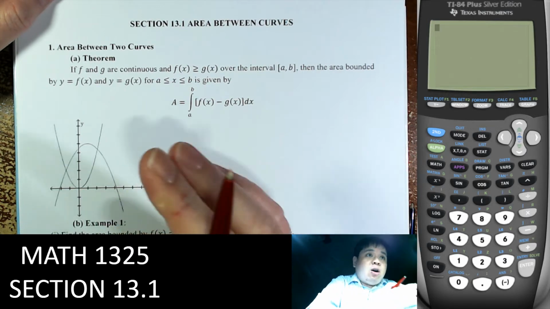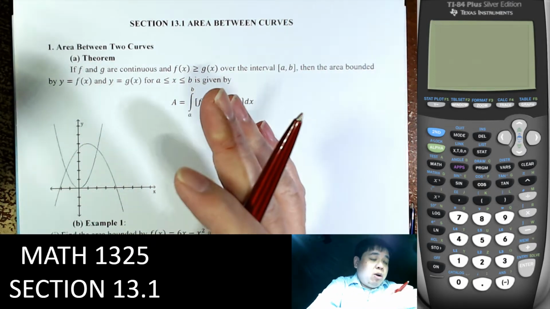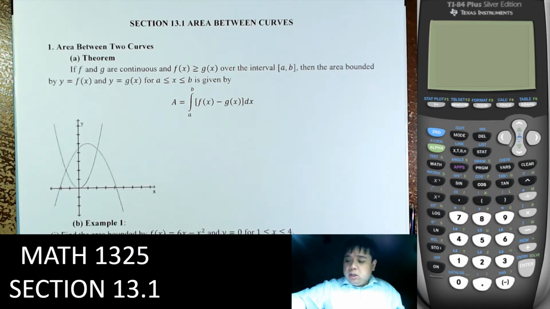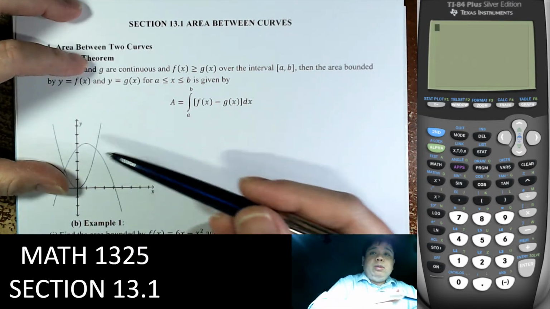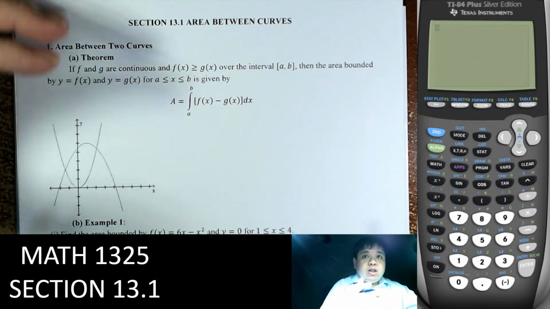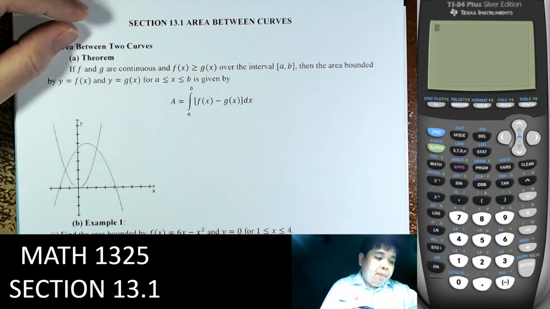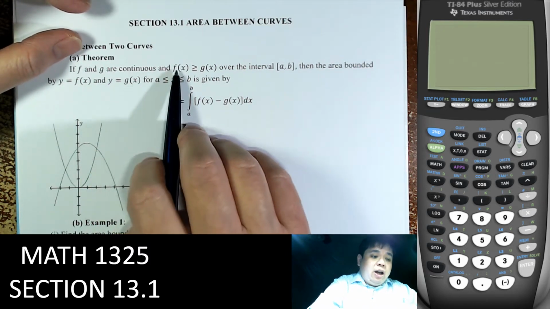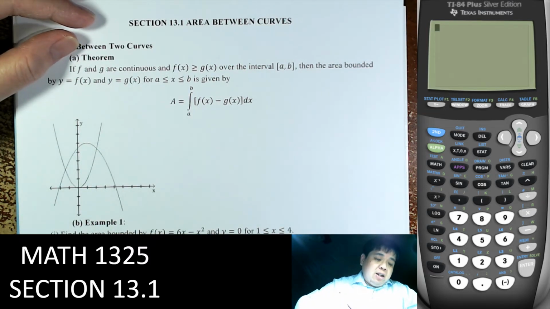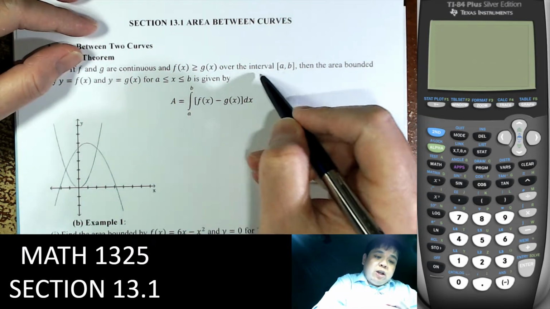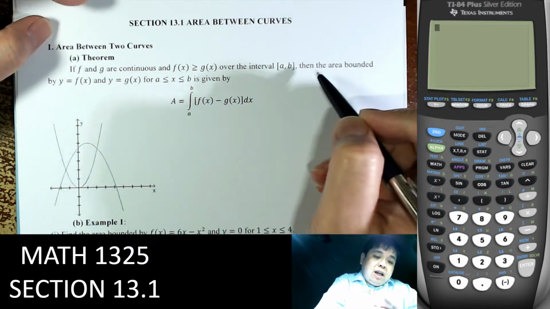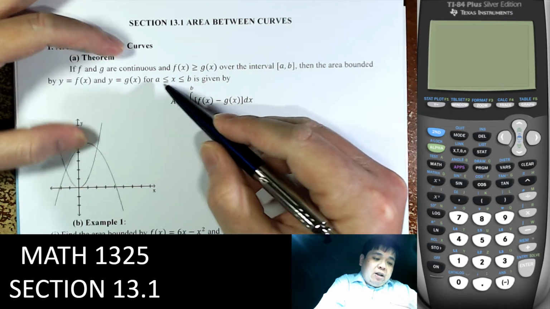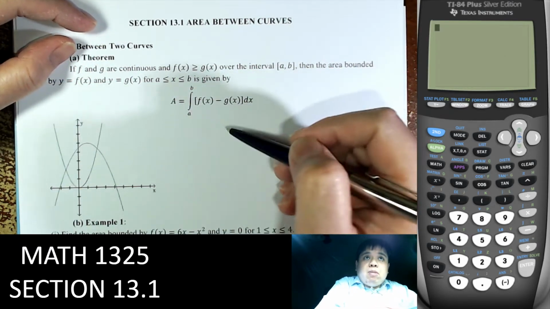We mentioned in the previous section that area must be positive. So if we want the area between two curves, of course the functions have to be continuous. If the function is not continuous, there will be no area. So we define f and g to be continuous, and f of x is greater than or equal to g of x on all the interval from a to b. In that case, the area bounded by f of x and g of x and x between a and b is given by this integral.